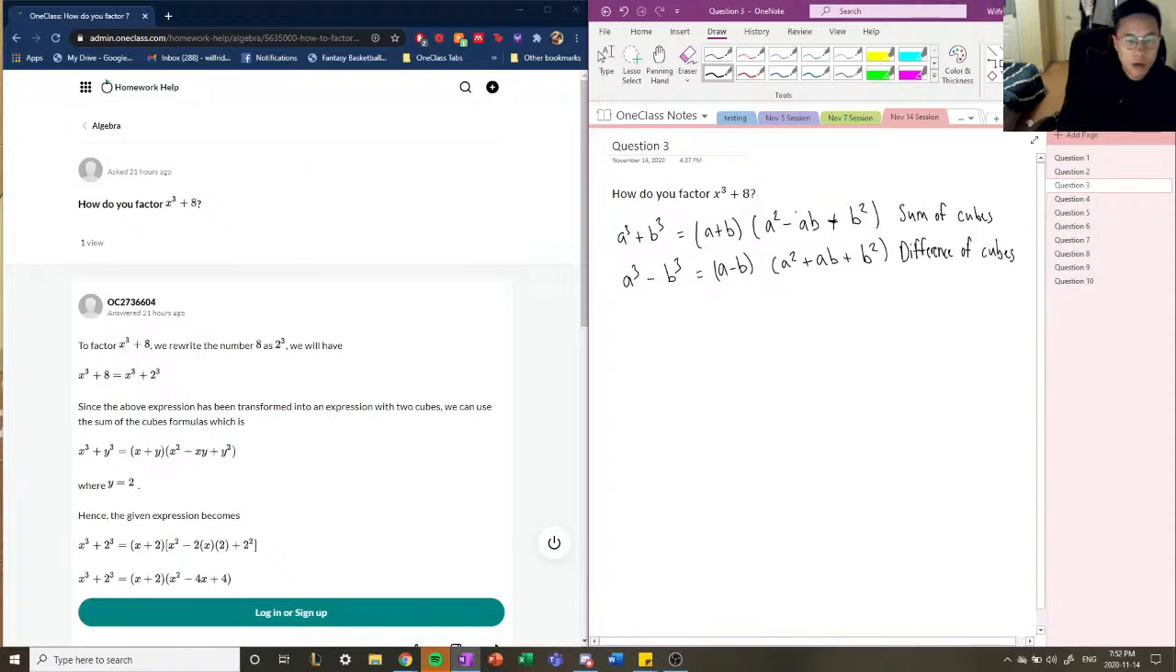Cool. So when we're talking about factoring x cubed plus 8, we're going to need to use our sum of cubes rule. x cubed plus 8 can alternatively be written as x cubed plus 2 cubed. And this is now our sum of cubes rule. So now if we factor it, we have x plus 2, because x is a and 2 is b, times x squared minus 2x plus 4. So these are the factors for x cubed plus 8.